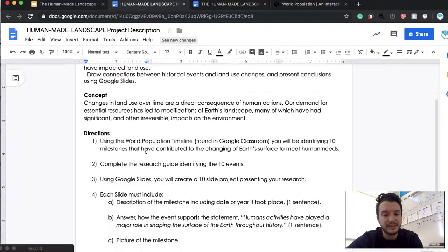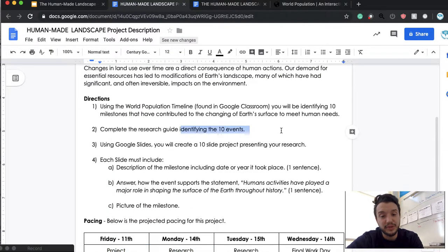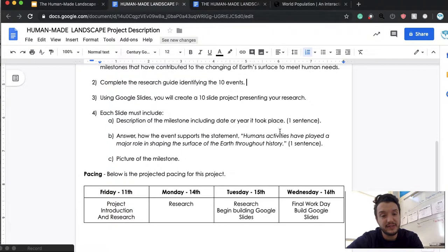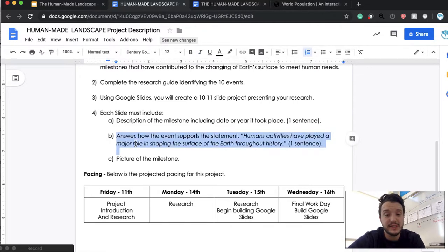Okay, going back to the directions, you're going to complete the research guide, identifying the 10 events, and then you're going to use Google Slides to create a 10-slide project presenting your research. It can be more than 10 slides if you're going to include like a title page, so it can be 10 to 11. That's okay. So each slide must include a description of your milestone. That's one sentence. Answer how the event supports the statement: Human activities have played a major role in shaping the surface of the earth throughout history. That's one sentence. And a picture of your milestone.